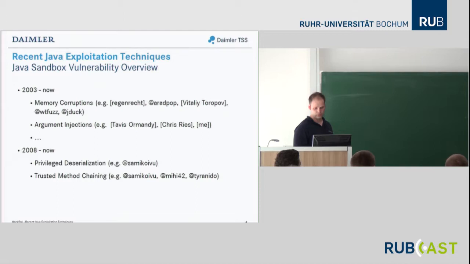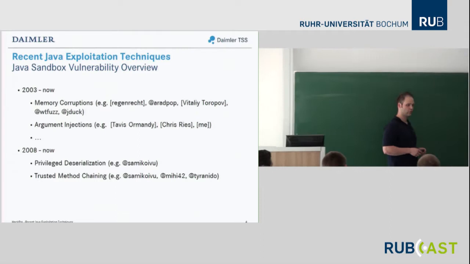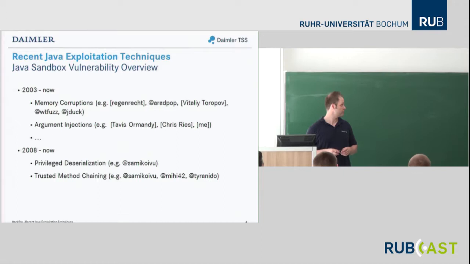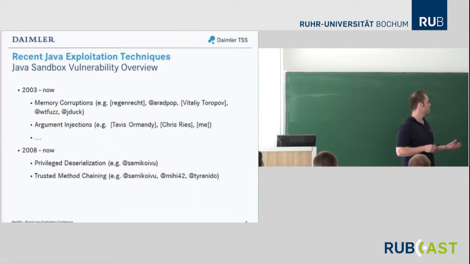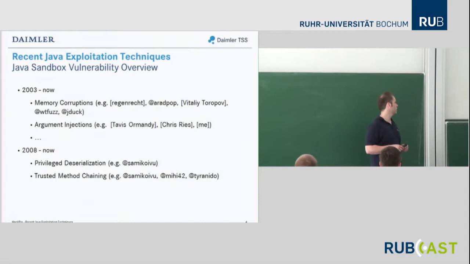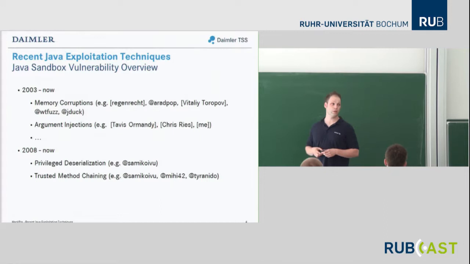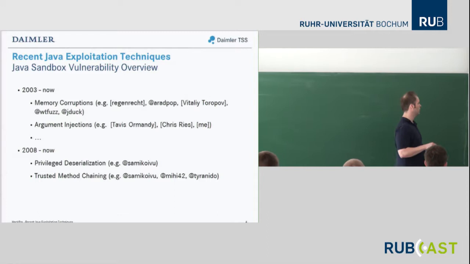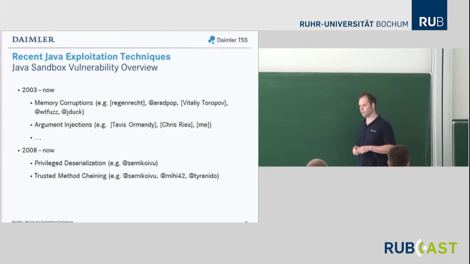So from 2008 to now, a lot of things changed. There were new vulnerability classes discovered. I think in 2008, Sami Koivu, hopefully I pronounce him correctly, found the privileged deserialization attack. His bug is very well known in the Java security scene. It's called the calendar bug, and he also found several other bugs based on privileged deserialization. But I think the most interesting one is trusted method chaining. It's a vulnerability class on its own. Sami also discovered this vulnerability class, and Michael Schierl, also from Germany, found the famous Rhino vulnerability. And at Pwn2Own 2013, James Forshaw from Context Security showed also a zero-day based on trusted method chaining.